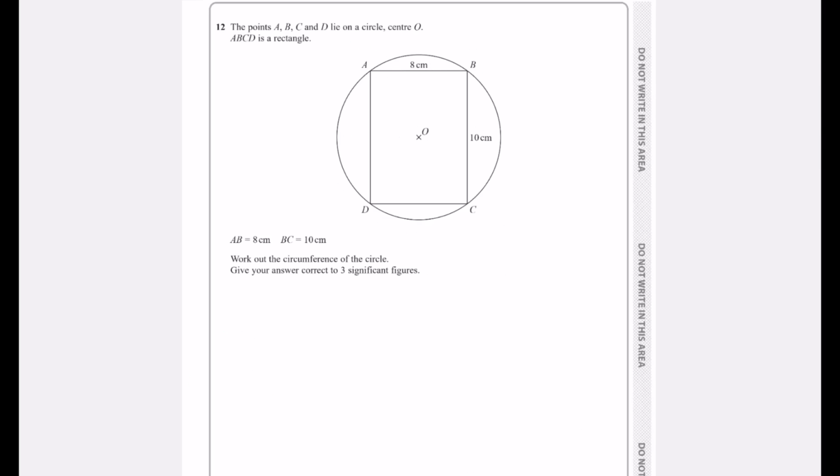Question 12. The points A, B, C, and D lie on a circle, center O. A, B, C, D is a rectangle. A to B is 8, B to C is 10. Work out the circumference.